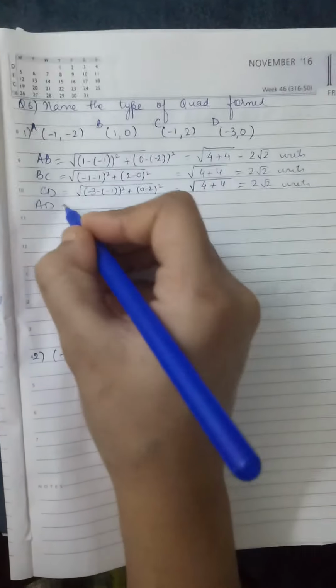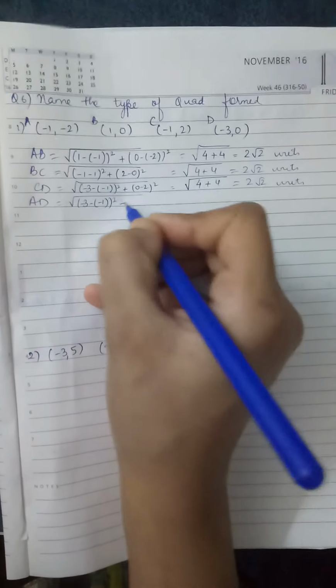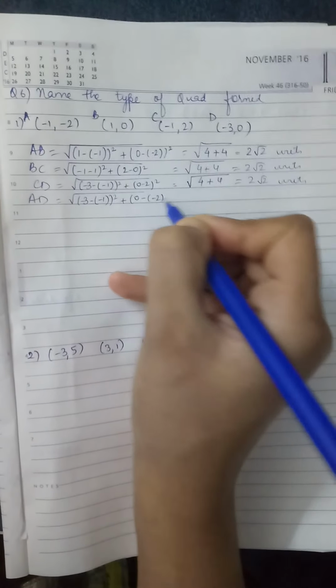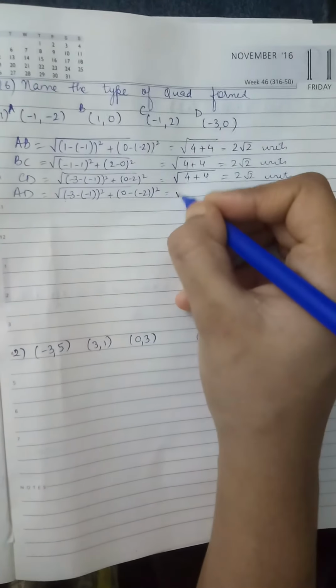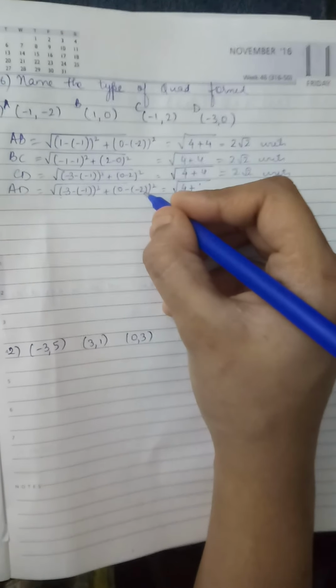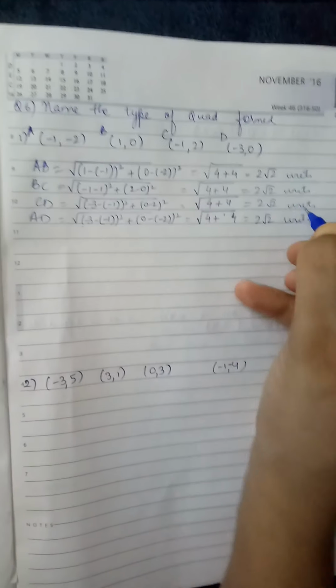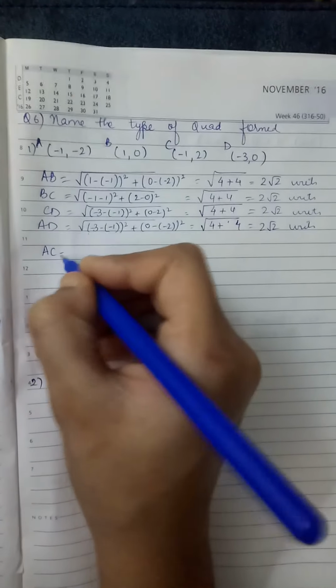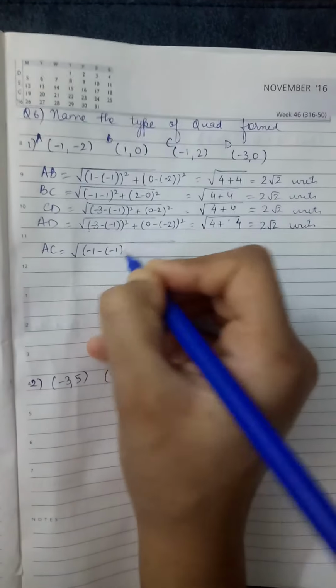Find AD. Minus 3 minus minus 1 whole square plus 0 minus minus 2 whole square. So minus 3 plus 1 is minus 2 and minus 2 square is 4. And 0 plus 2 is 2. 2 square is 4, which is 2 root 2 units. Now we have to find the diagonals, because then only we can comment about the type of the quadrilateral formed.